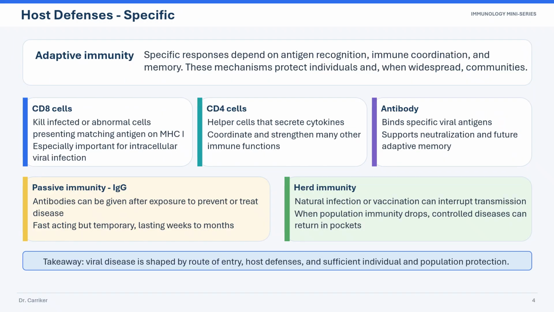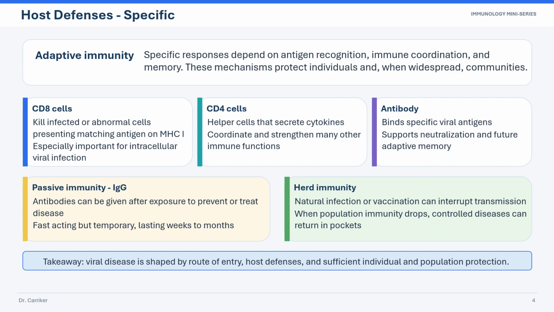For this slide, we are moving from nonspecific defenses back into the adaptive immune system. These are the defenses that depend on antigen recognition, immune coordination, and memory. Instead of responding broadly to infection, the body is now responding to something specific. The first major player is the CD8 cell. Remember, CD8 cells are killer T cells.